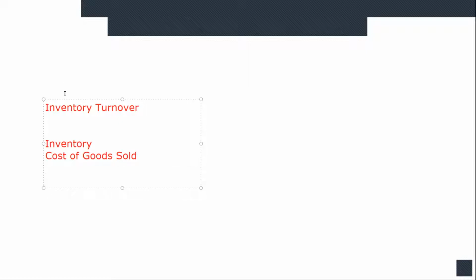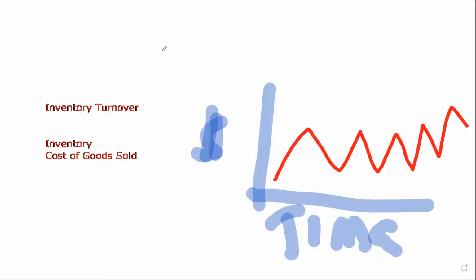So my first question to you, which is a bigger number? If I'm looking at a graph and I'm looking at dollars over time, what happens with inventory? Well, I buy some inventory, I sell some inventory. I buy some inventory, I sell some inventory. That's the graph or chart, my inventory over time.